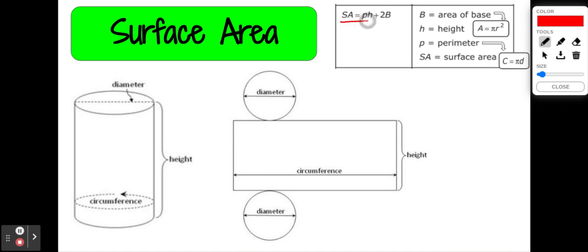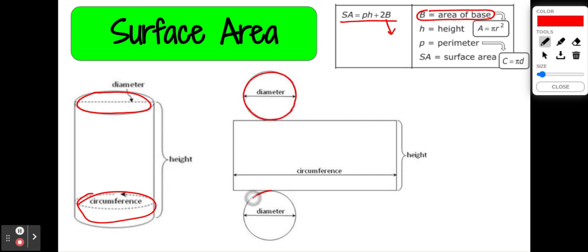You're going to notice that it says surface area is equal to pH plus 2B. I want to show you where that comes from. First of all, I think it's easier to look at the 2B. Here, it says B equals the area of the base. If you look at the bases of a cylinder, they're both circles. So I took the cylinder and created a net, and you can see that we've got two circular bases on the top and bottom. When we find the area of the base, we have to multiply it by 2 to double it. So that's where the 2B comes from: 2 times the area of the base because there are two of them.